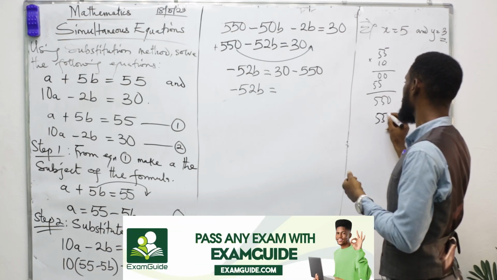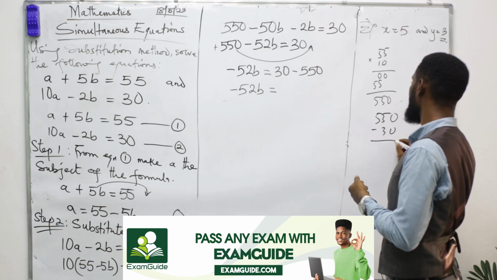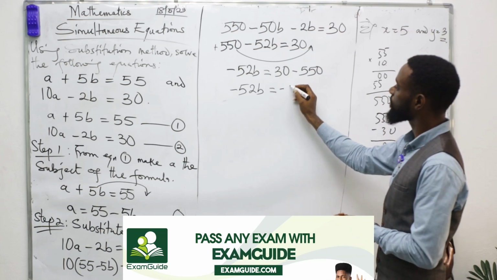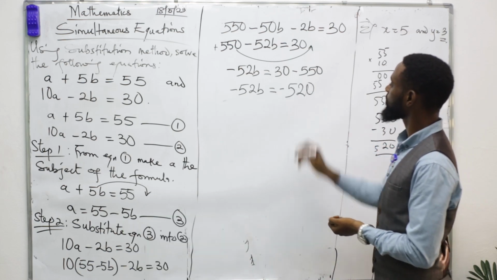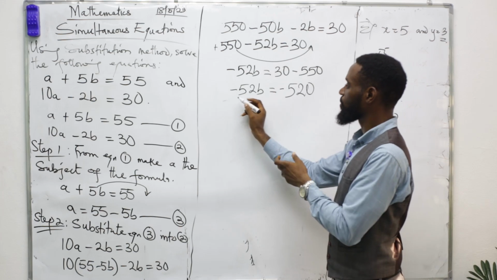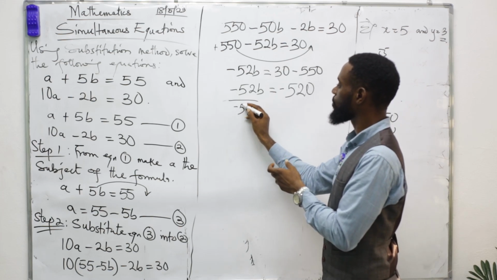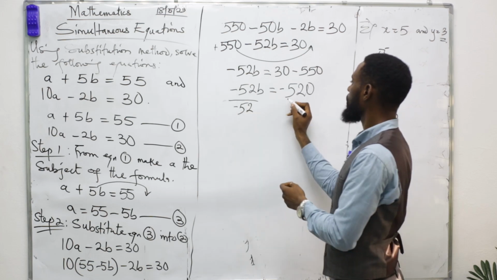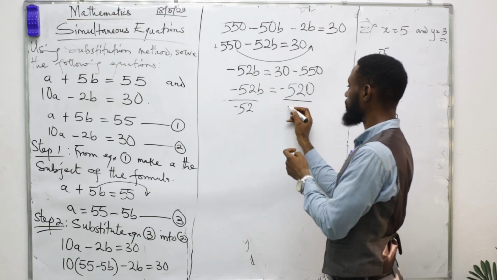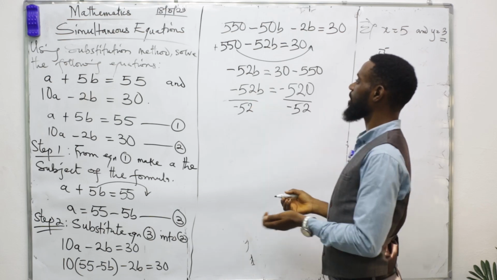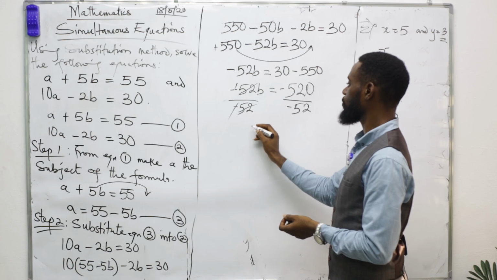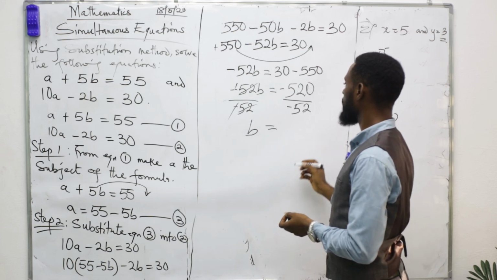Of course, if you have 550 minus 30, 5 minus 3 is 2, so it's minus 520. Is that okay now? All right, so what do we do here? Divide both sides by the coefficient of b. The coefficient of b here is minus 52, while here the coefficient of b is also minus 52, on both sides. So we divide through by 52, and b is now equal to, you get that?